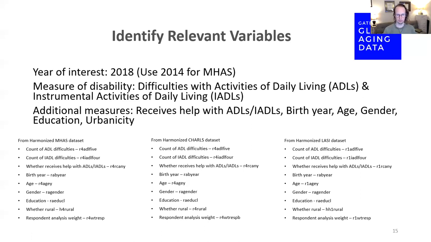Usually the first two letters are R, S, H, or HH, representing whether it's about the respondent, the spouse, the household as a couple, or the full household, meaning anyone else who lives with them. The next letter or number can either be a number or the letter A, and that represents the wave that it's specific to.